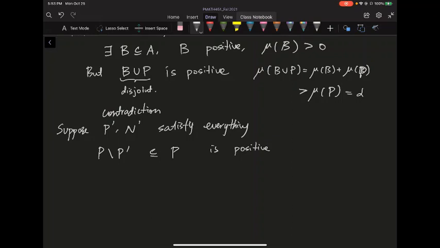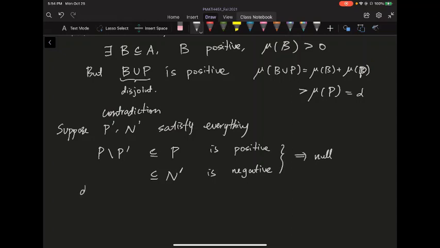On the other hand, P take away P prime is also a subset of N prime, because it contains everything that's not in P prime. Because it's a subset of N prime, a subset of a negative set is going to be negative. And because you have something that's both positive and negative, it has to be non-negative and non-positive, so it's going to be a null set. So this proves that this is a null set.